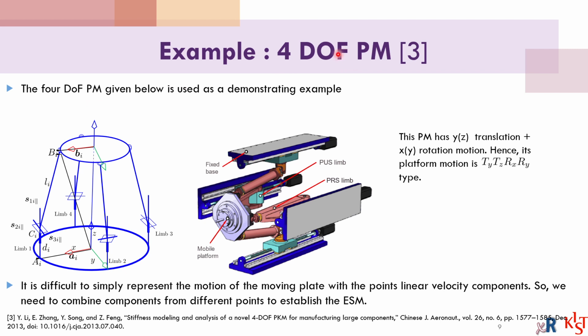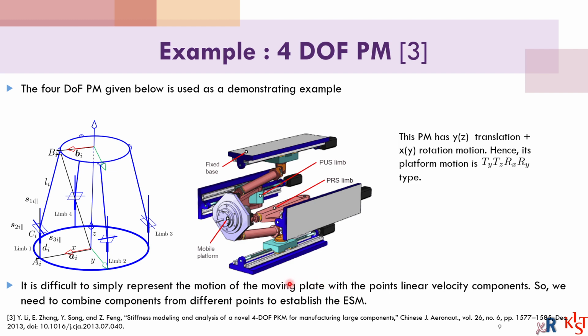In order to demonstrate this proposed approach, we use the 4 degrees of freedom parallel manipulator shown here. This manipulator has two PUS limbs and 2 PRS limbs. Because of this limb arrangement, the manipulator has YZ translation and XY rotation. Therefore, the independent components of a point's velocity cannot represent the motion of the moving plate.